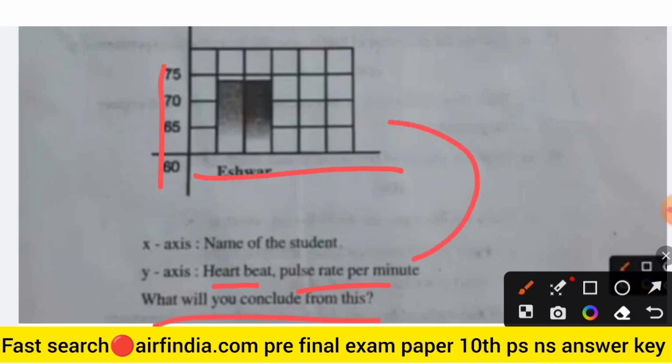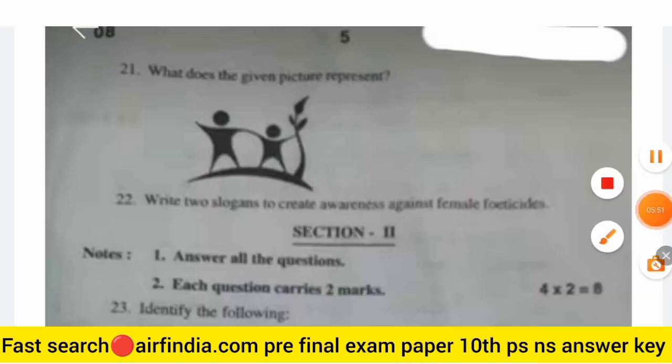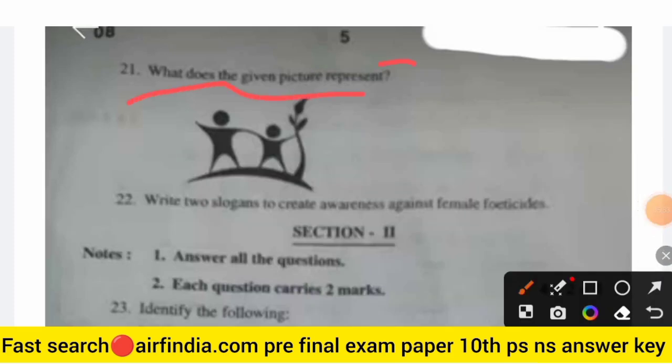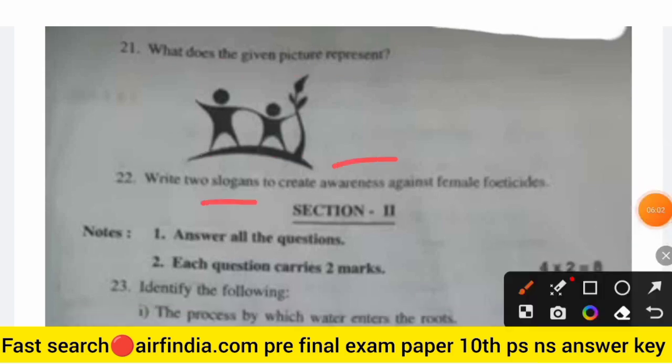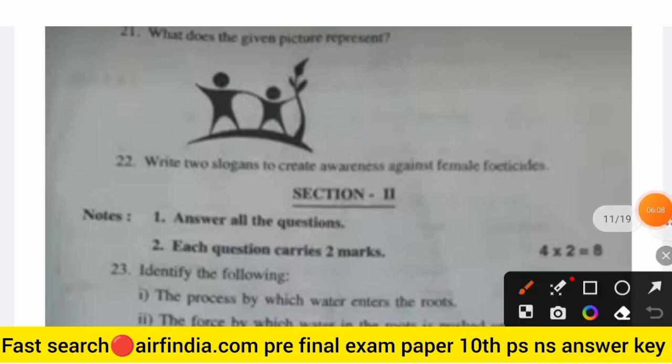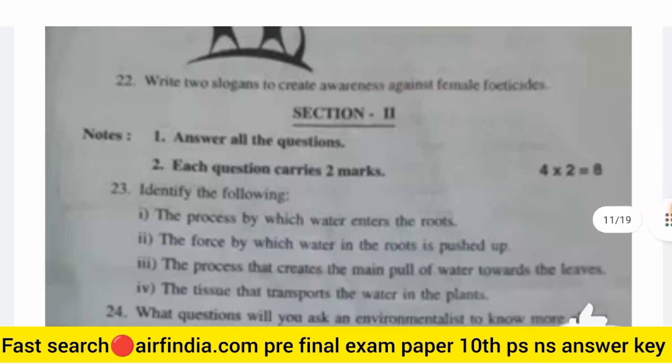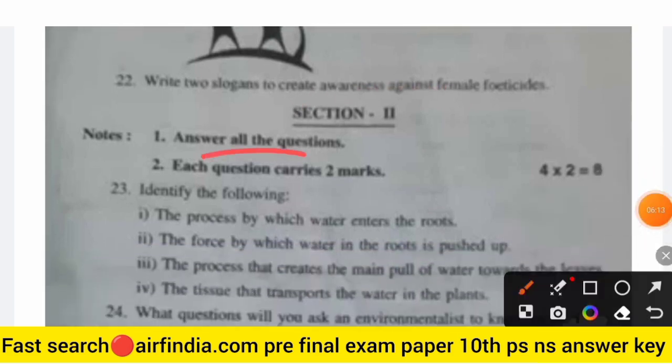Okay, so read that. So here the 21st question is what does the given picture represent? Okay, I think it is save tree something, and write 2 slogans to create awareness against female foeticides, okay? Female foeticides awareness. So here section second is biological science. Answer all the questions. Each question carries 2 marks.